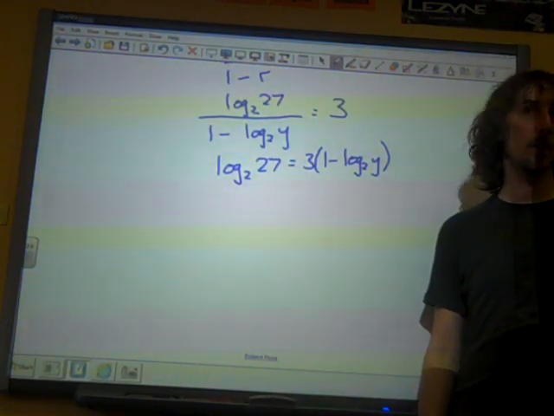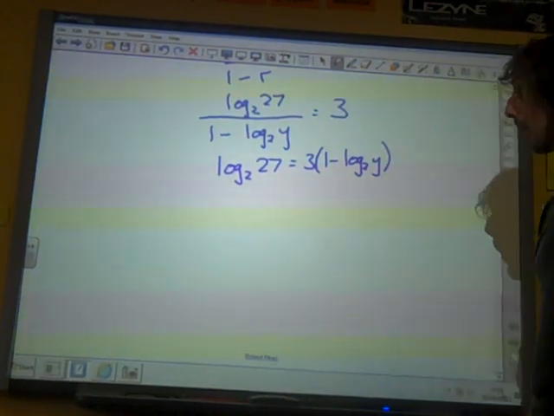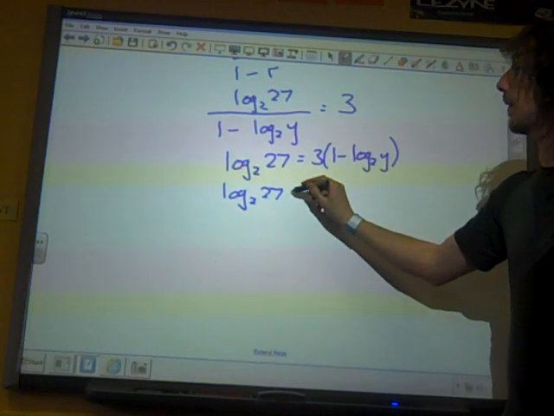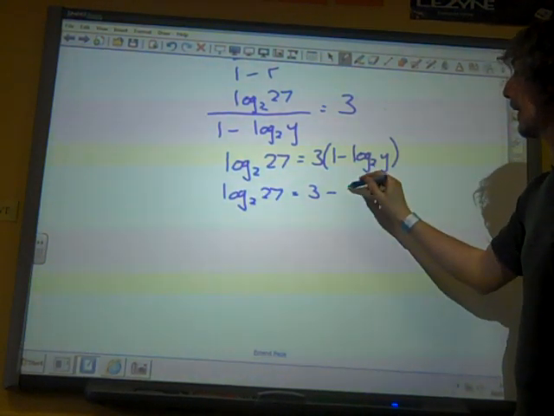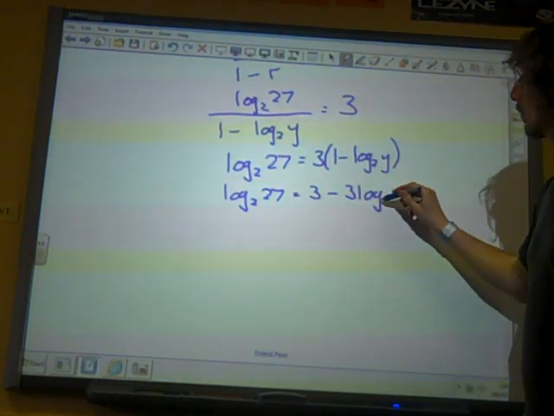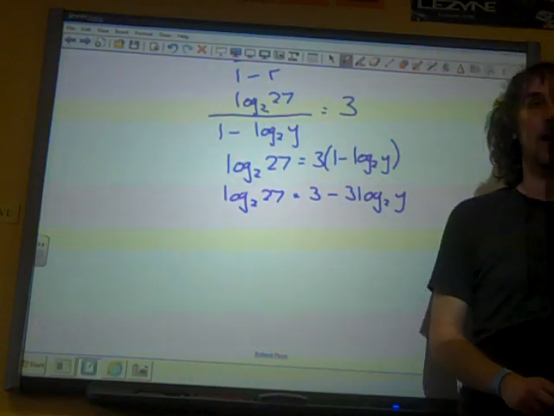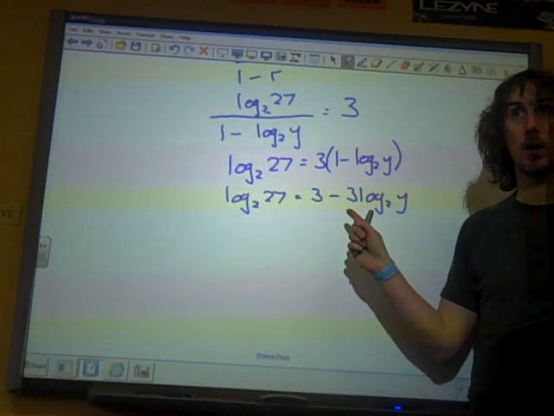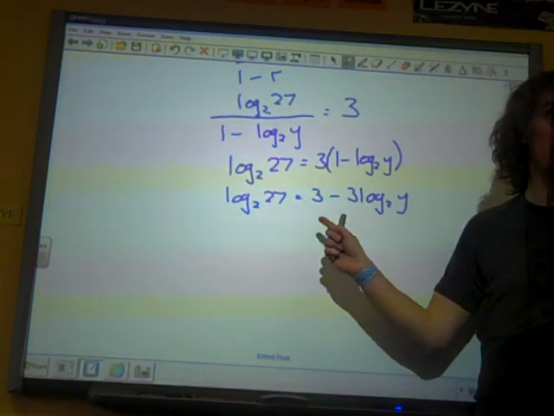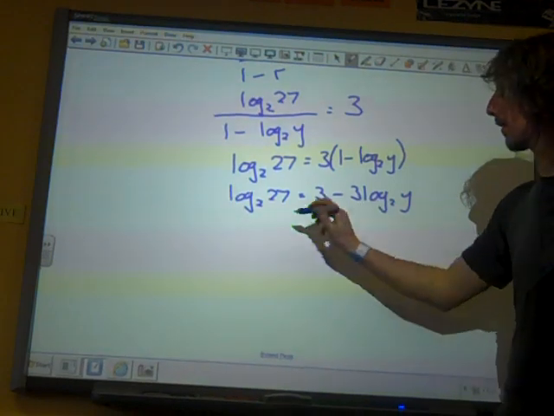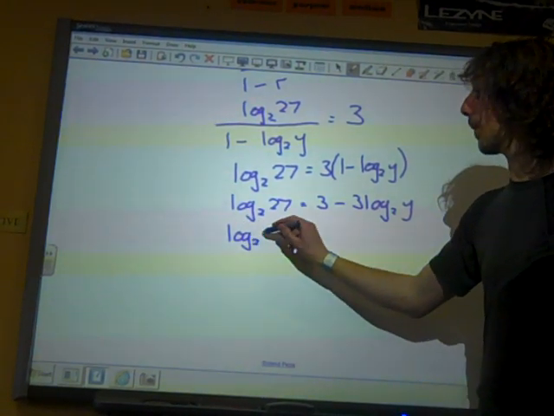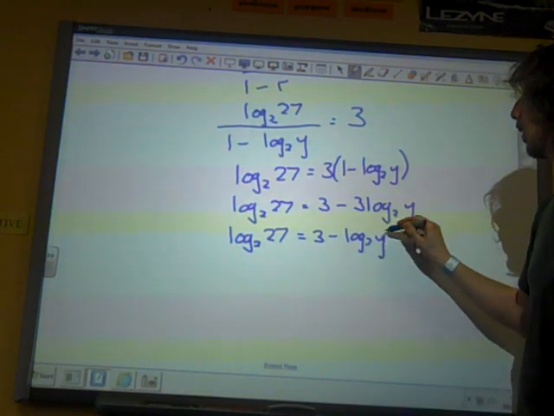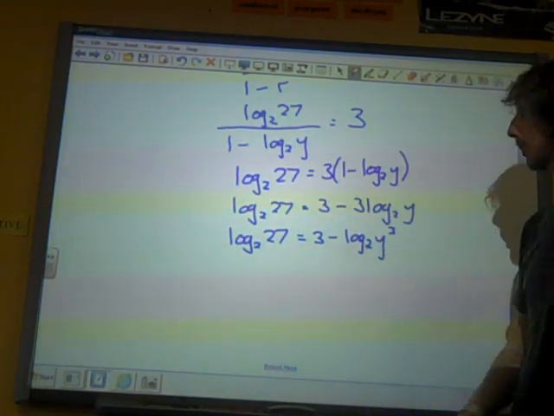So we've got that. Now let's keep going with this. We've got log base 2 of 27 is 3 minus 3 log base 2 of y. Now remember, a little bit earlier, it was helpful for us not to have a 3 in front of the log. And that again applies. It's helpful not to have a number in front of that log term there. So let's write this as being log base 2 of 27 is 3 minus log base 2 of y cubed.